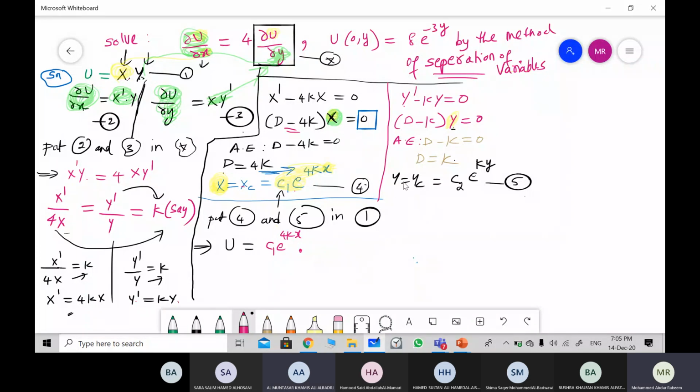U how much? This one. Y how much? Capital Y here, this one. This we need to write here, okay? So C2, this C2 e power ky. Do you know what is U? U means U of x comma y. Here variable x, variable y. This small x we will write, variable y like this. C1, C2 e power 4kx and e power ky.